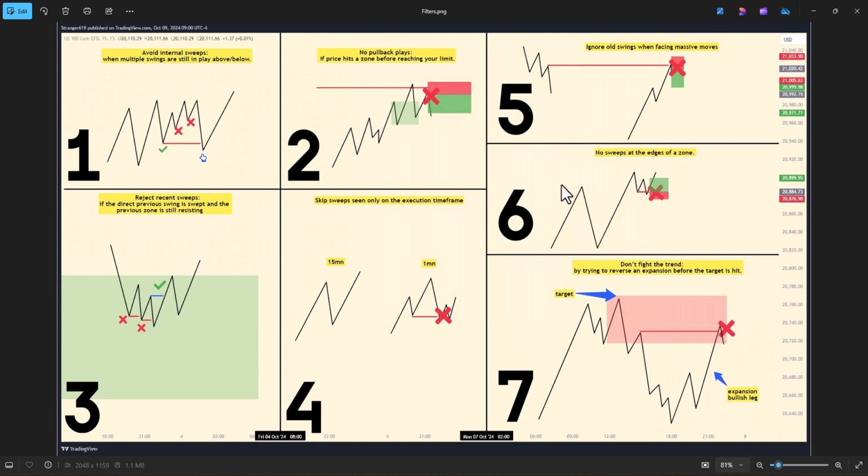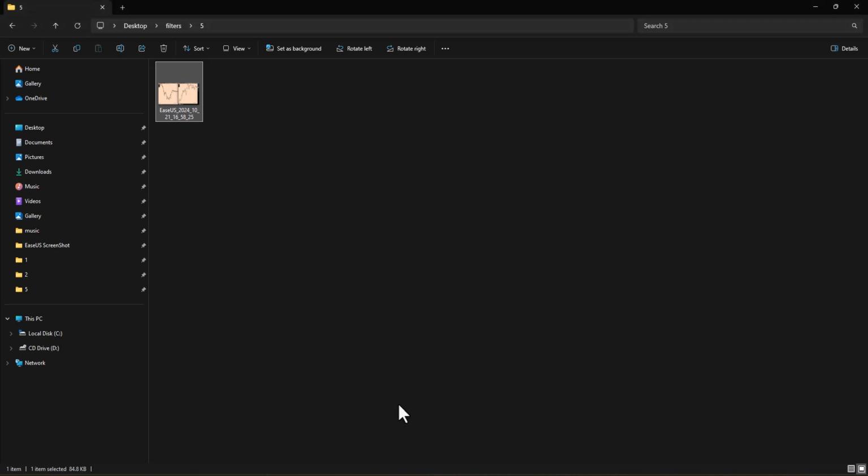Moving on to the 6th filter: no sweeps at the edges of the zone, or just simply no trades at the edges of a zone. In an uptrend, don't try to take a long trade in the beginning of the pullback. So this is just a shallow pullback. Don't try to buy from here, right? Unless we are in a really strong uptrend. So let me give you an example.